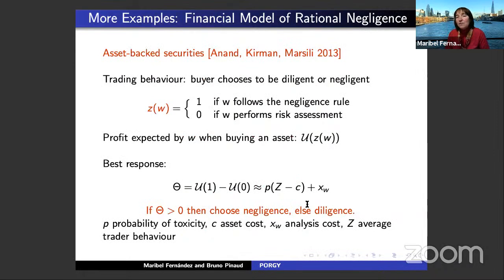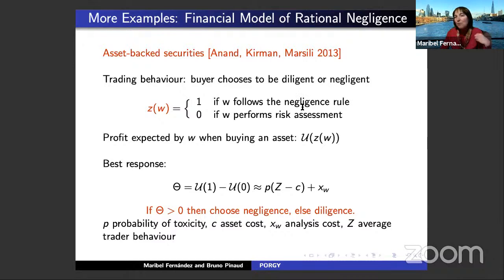And the second example is from modeling a financial process. What I'm showing you in this slide is taken from a paper by Anand Kirman and Marsili, who studied the financial crisis in 2008, and specifically something that is called the rational negligence theory. It's a theory that says that during that time before the financial crisis, the way that assets were traded was obviously trying to maximize profit. And to maximize profit, the people trading these assets could be diligent or negligent. And there is a formula to decide whether it is better to be negligent or better to be diligent.